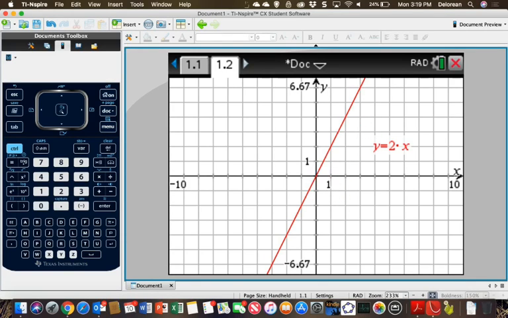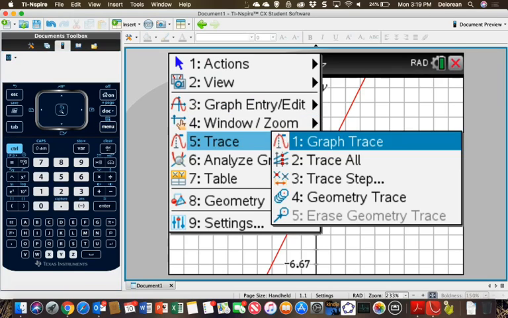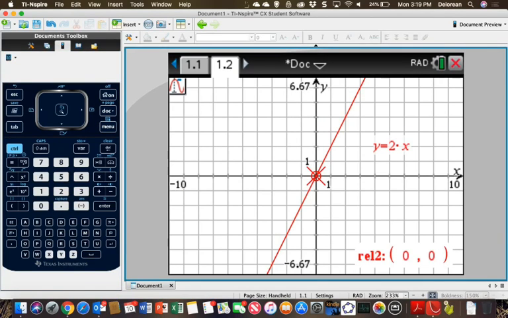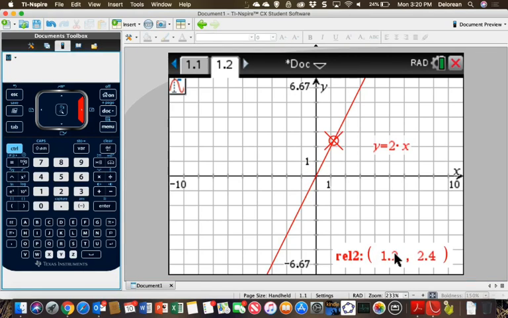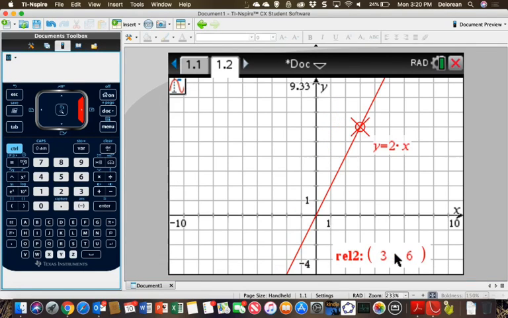So we can use this as a point. And again, if you have trouble finding the points, I've turned on the grid line in the back. We can trace the line. We can do menu. So menu, trace, and graph trace. So this will be our first point, 0, 0. And then we go up and we can find another point. So we can use 3 and 6 as our other point.